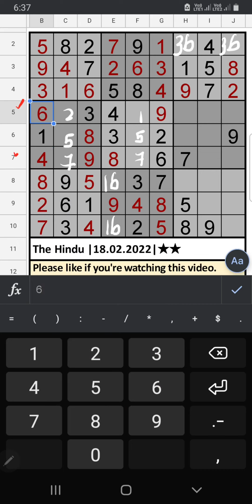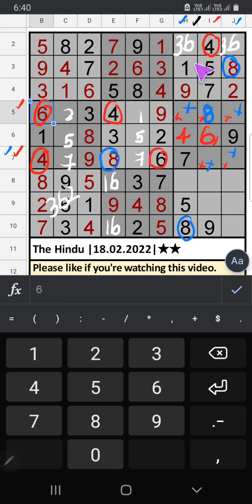Fifth row and 7th row we have pair numbers, 4 and 6. So 4 and 6 can't come in these cells, it will come in one of the cells. Column I we have 4, so 4 can't come in this cell, then 4 is confirmed here, then 6 is here. Column H, column J we have 8, so 8 can't come in these cells. 7th row also we have 8, so 8 can't come in this cell, then 8 is confirmed here.